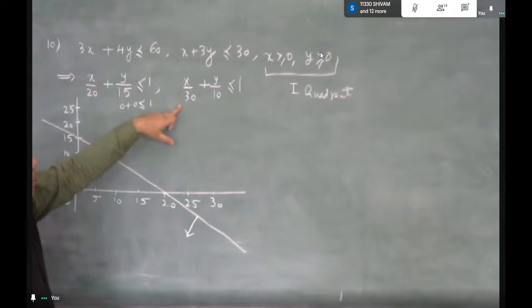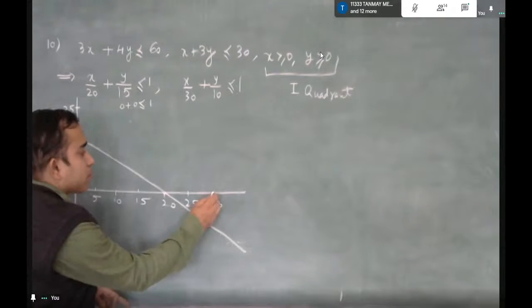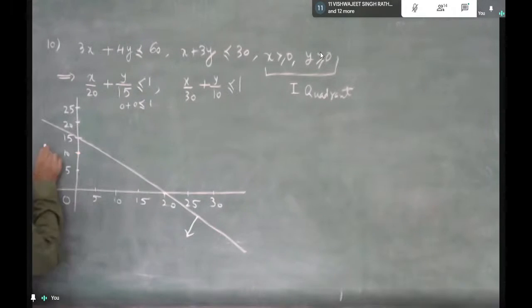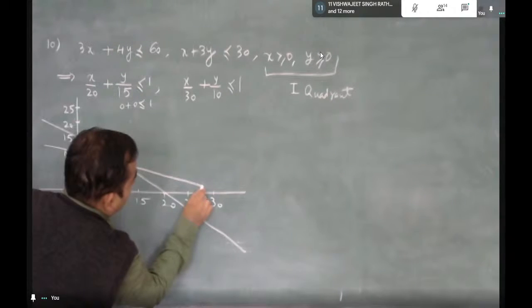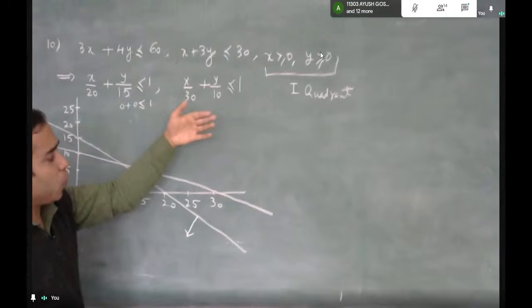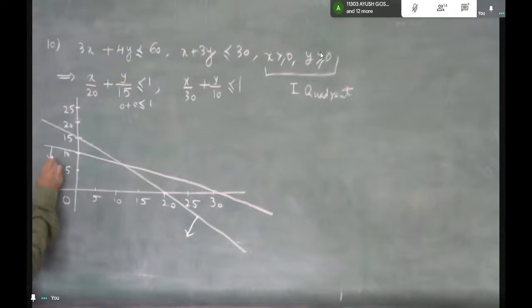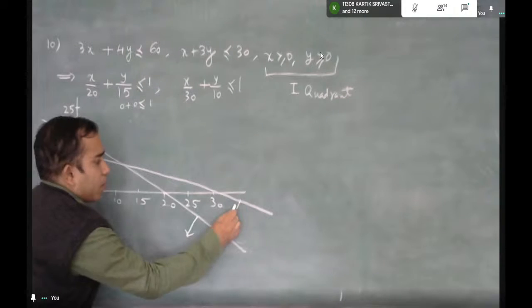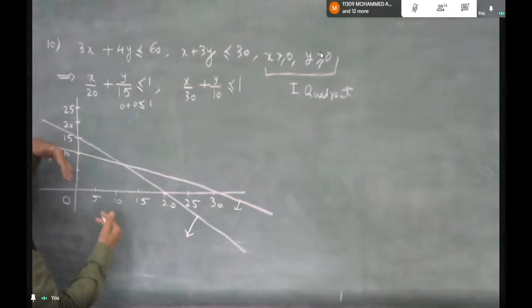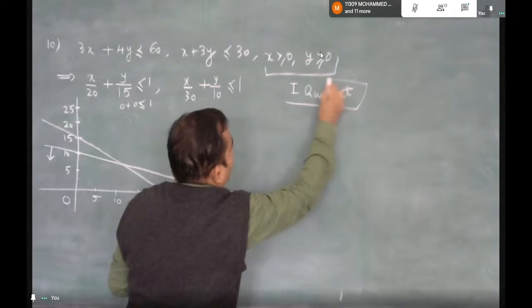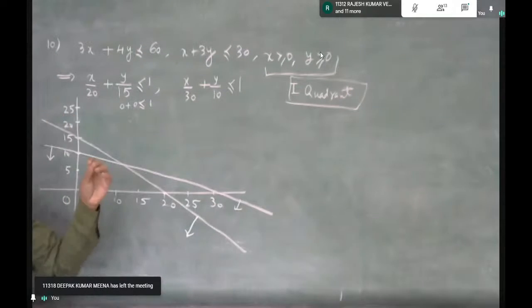Now this line, it meets x-axis at 30 and it meets y-axis at 10. So join them and produce both the sides. And this line too, the origin coordinates will satisfy this inequality. So origin side should be shaded for this line also, below this line. Now imagine what is the common area below this line and below this line. The intersection area you imagine, but keep in mind this too, that you have to shade only in first quadrant.